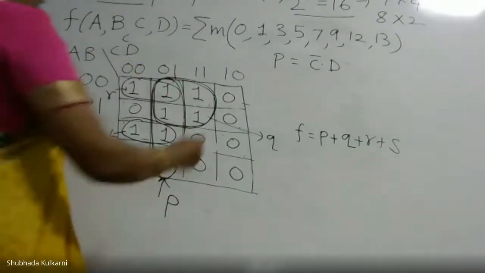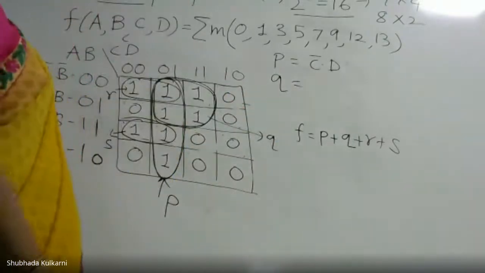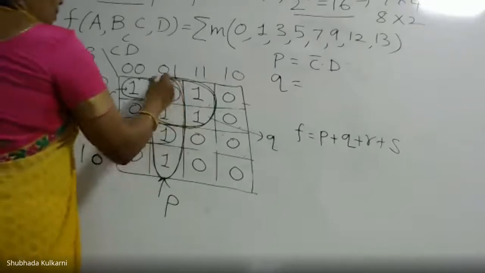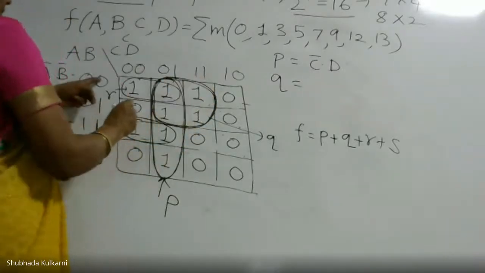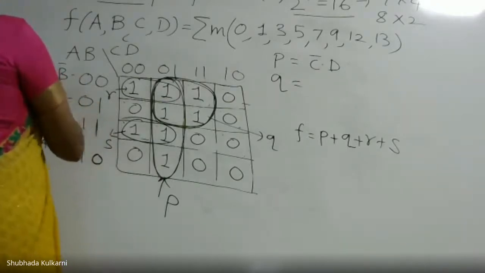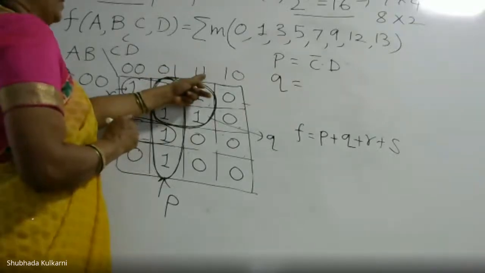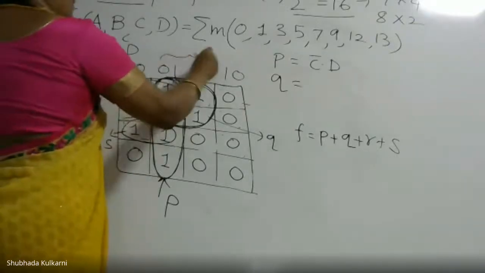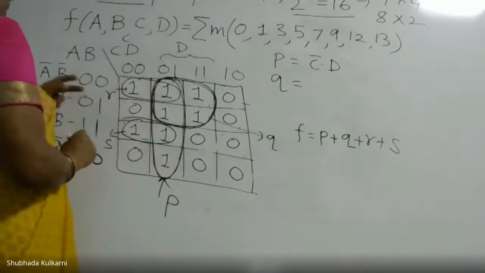Now, for Q, we will write the expression for Q. Look at Q. Q is this particular chord. Row side, B is changing from 0 to 1. A is constant. So here it is A bar. And column side, D is constant. Here to here, D is constant. C is changing. So D. So A bar D.